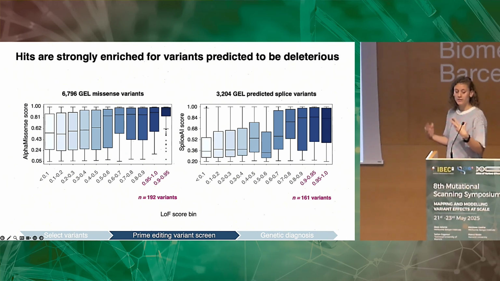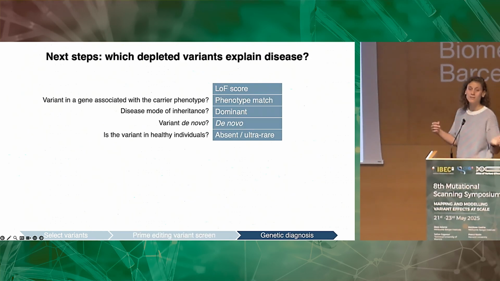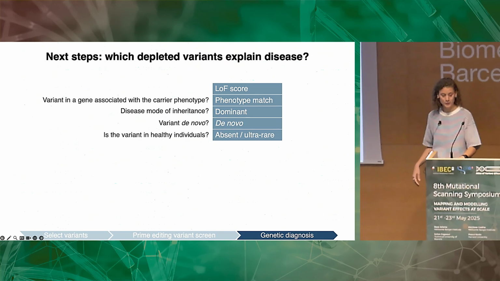So now we are currently investigating this high-scoring loss-of-function set in the top bins to identify the ones that are underlying disease. For that, we can go back to the participant carrying a specific variant and look into: is the variant located in a gene that is associated with the carrier's phenotype? What's the disease mode of inheritance? Is the variant de novo? Or is the variant seen in other cohorts, such as UK Biobank, in healthy individuals?